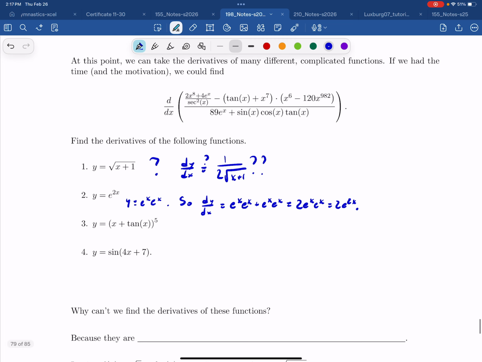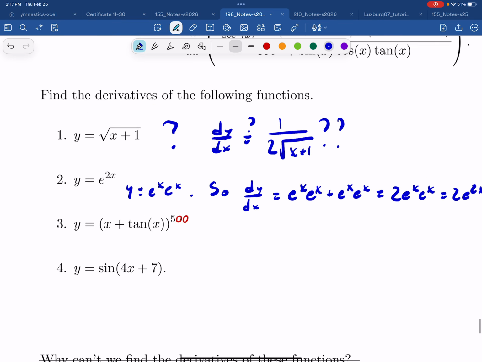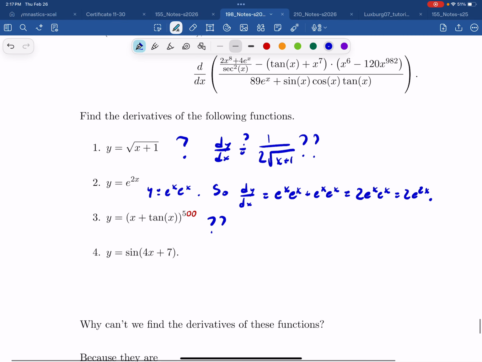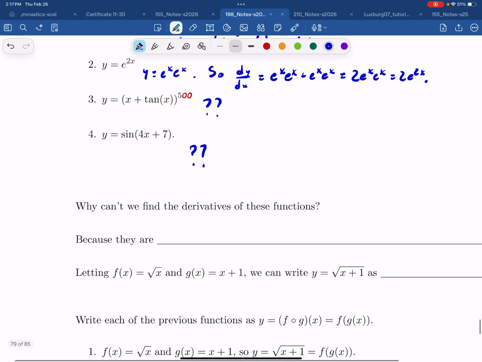Number 3, we could do that out if we really wanted to. I do not want to spend the time, and we certainly couldn't really do it out if I decided to do something like that. Forget it. And then similarly with this one, something pretty basic, but again, that 4x plus 7 is kind of messing things up.